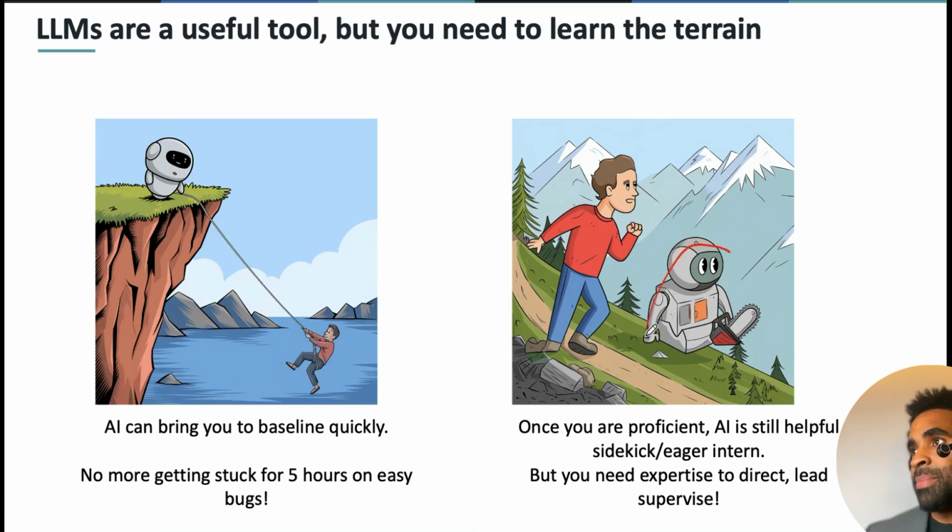So at that stage, I imagine the model like this. It's an eager sidekick. It has this chainsaw that it's using to help you carve a path through the terrain. But you need to be the mountaineer. You need to tell it where exactly you need to go. You need to translate the business problems or the health problems or the domain problems into data questions.